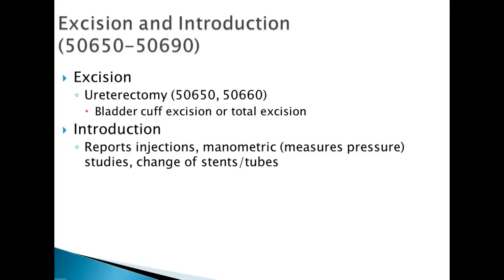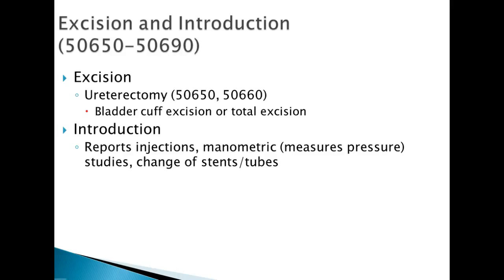A bladder cuff is the tissue that connects the ureter to the bladder. Excision of the bladder cuff is only coded if it is the only procedure performed. If it is performed in conjunction with another procedure, it is bundled in and not reported separately.